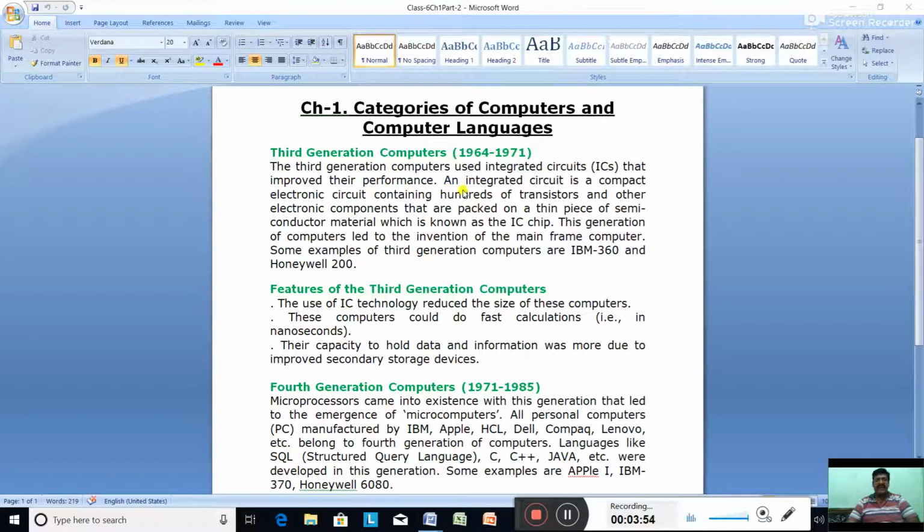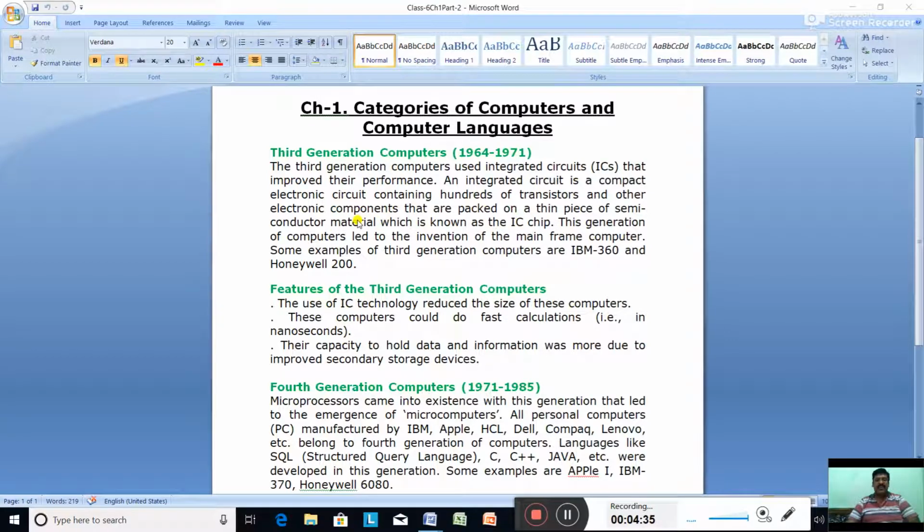Now, what is integrated circuit? An integrated circuit is a compact electronic circuit containing hundreds of transistors. In one IC, we have hundreds of transistors and other electronic components that are packed on a thin piece of semiconductor material, which is known as the IC chip. Okay, you know about IC chip, and it is made up of what? Semiconductor material. Semiconductor material means it is neither a good conductor nor a bad conductor of electricity and heat.